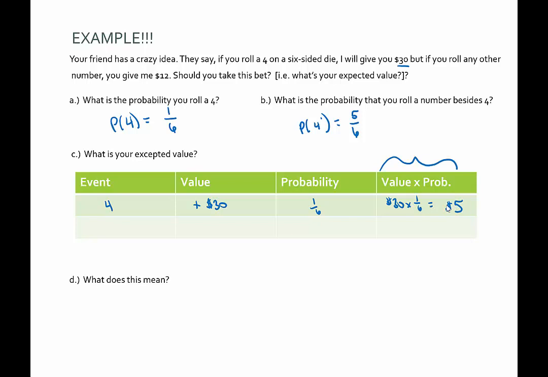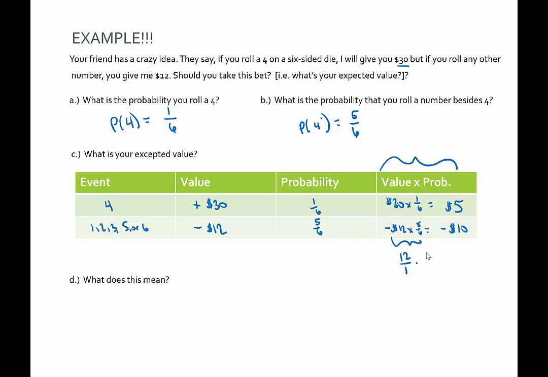Okay, the second event is not rolling a 4. So this is a 1, 2, 3, 5, or 6. We're going to lose $12 here, so that's a negative $12 for us. And the probability of this is 5 out of 6. We're going to multiply the value of minus 12 by the probability, 5 over 6, and we're going to come out with minus 10.